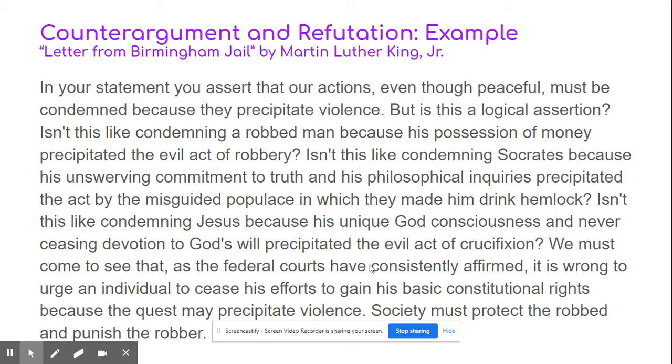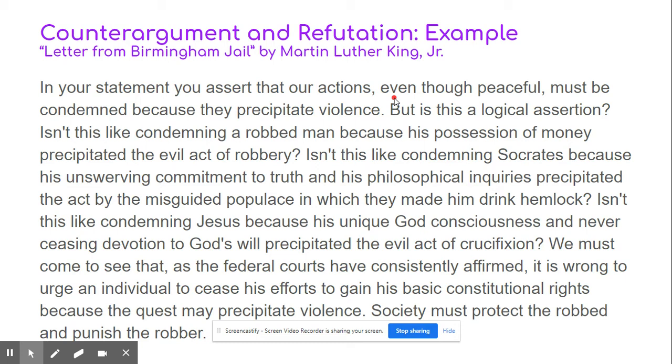So here's a good paragraph to describe that. And in this beginning, you'll see that kind of signal language. Again, because he's speaking to a specific audience in a letter, he can say your, right? In your statement, you assert that our actions, even though peaceful, must be condemned because they precipitate violence. So that's what you say. And then we have this transitional word here, but, and we understand that what he's about to do is refute their claim. But is this a logical assertion?